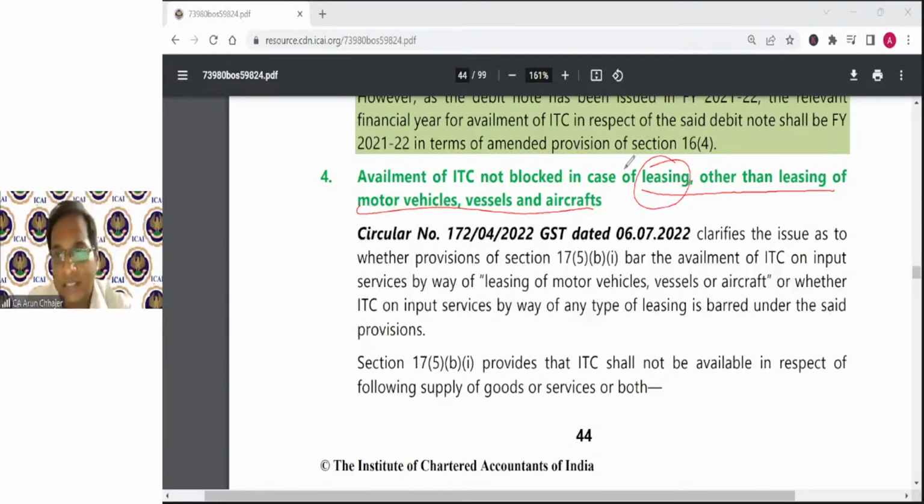The point was picked up by the CBIC: whether all types of leasing are blocked, or only motor vehicle is blocked. See, they are saying, oh, the word only leasing is written. So let's say I have taken furniture on lease. Let's say I have taken a computer on lease. Whether ITC can be availed or it is blocked. They have clarified by Circular 172, leasing only with respect to the motor vehicle is blocked, but subject to the exception given in the respective clauses. Not all types of lease are blocked.